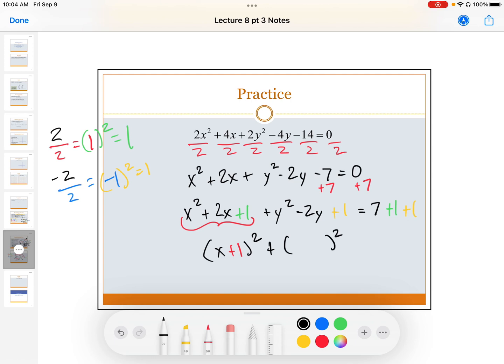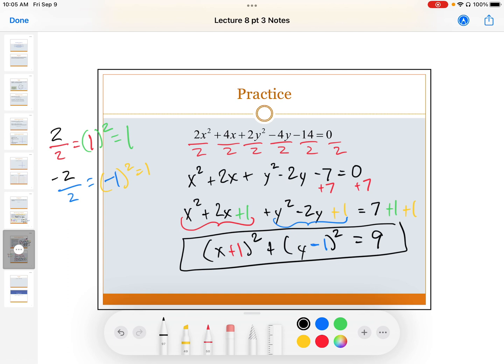Plus, I've got a y squared minus 2y, okay? And I have forced that to factor into a y something squared, okay? What is that something? Well, that is my secret number again, which this time is a -1. And that will equal 9. Okay, so that is the standard form for my circle. If you want to know what the center is, just to check yourself, it would be -1, 1. And my radius on this one would be a 3.